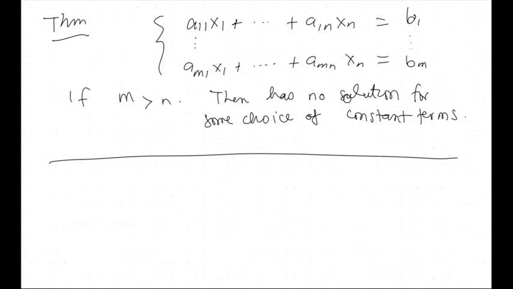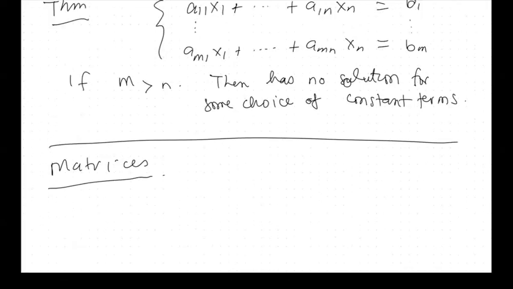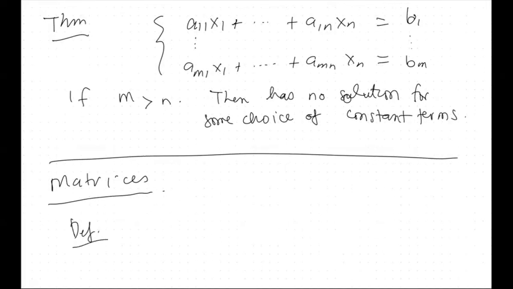Now we go to matrices. So what's a matrix? This is the same chapter, and the section is titled matrices. I will not define it, I will just set A. This is our matrix: this is A11, and then A1N, and then AM1, and then AMN.